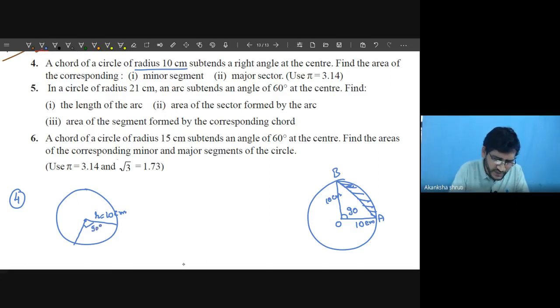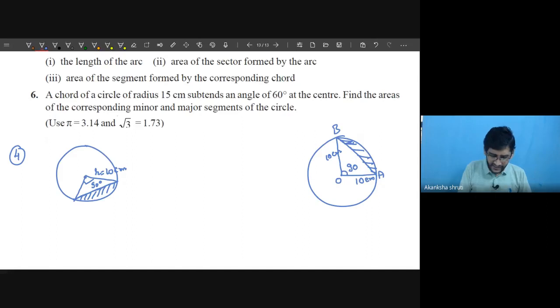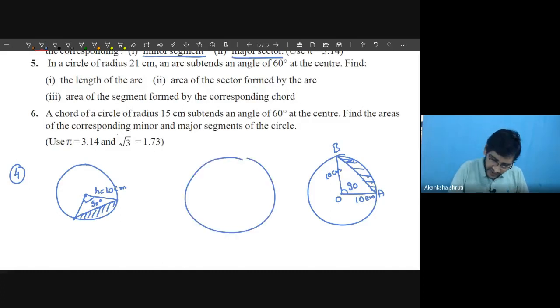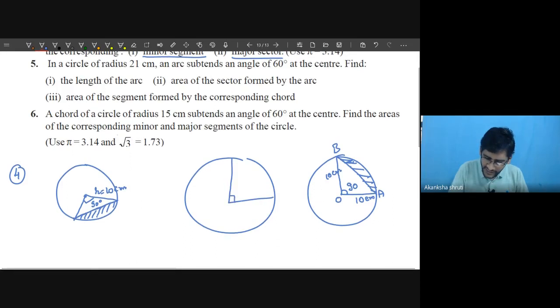Find the area corresponding to the minor segment and major segment, this one. Students, how to calculate this area? Area corresponding to minor segment and major segment means the smaller and bigger parts, we need to understand. Students, this is the triangle at the center, the total angle.